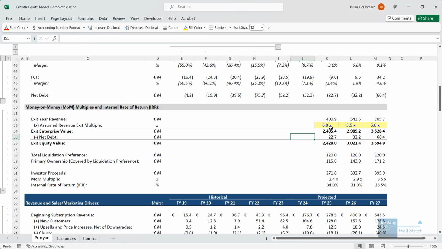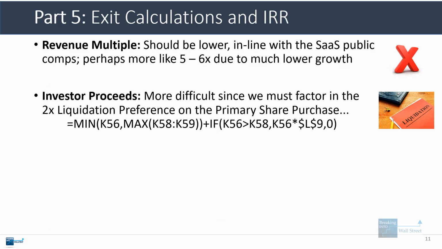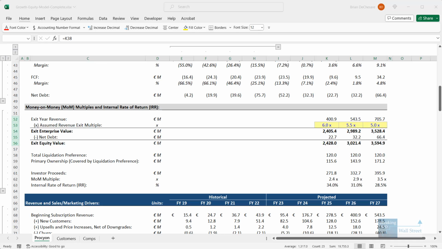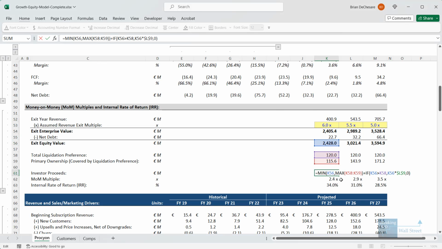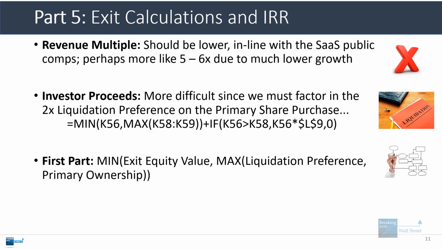So that's the first part. We multiply by the exit year revenue to get the exit enterprise value, and then we subtract the net debt to get to the exit equity value right here. So very similar to an LBO model, except we're using revenue multiples rather than EBITDA multiples. Now the investor proceeds here are a little bit trickier. And if you go down to the formula, it does look a little bit intimidating at first glance, but I think if you break it down, it's actually not that difficult to understand. So I'm going to explain it in words right here. The first part, we're taking the minimum between the exit equity value and then the max between the liquidation preference and the primary ownership value.